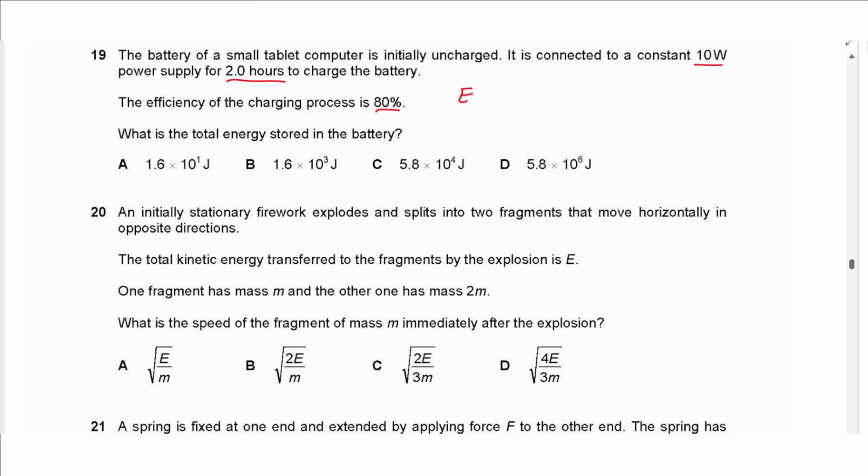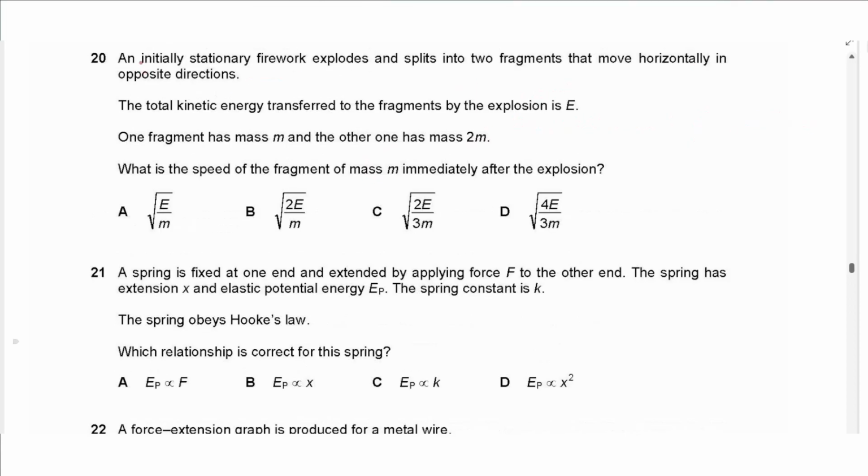We can use energy is equal to power multiplied by time, but then we multiply by the efficiency. So we have 10 watt multiplied by 2 hours, and then we convert that to seconds. So times 60 times 60. And then we multiply by the efficiency, 80 over 100 for 80%. That gives an answer of 57,600. So that's 5.8 times 10 to the power of 4. So we choose C.